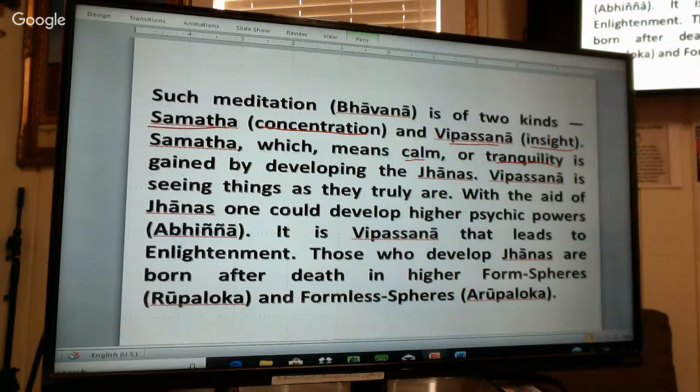So there are two different kinds of meditation. With the eight jhanas, a person could develop very high psychic power, abhinna. It's the maximum, the best benefit you will get from samatha meditation. We call it abhinna, a very high psychic power. You will get it. But vipassana leads only to enlightenment. Enlightenment means you will be free. You will see the Four Noble Truths. You will realize the Four Noble Truths.